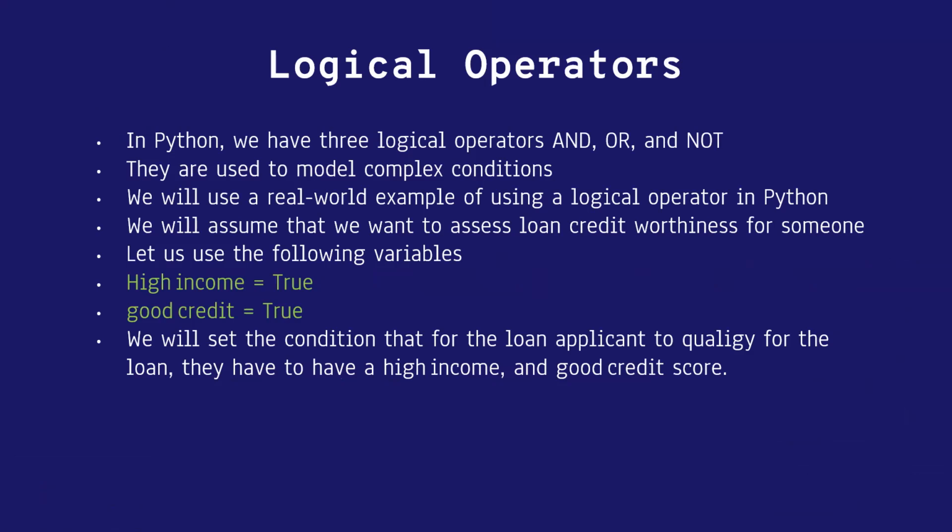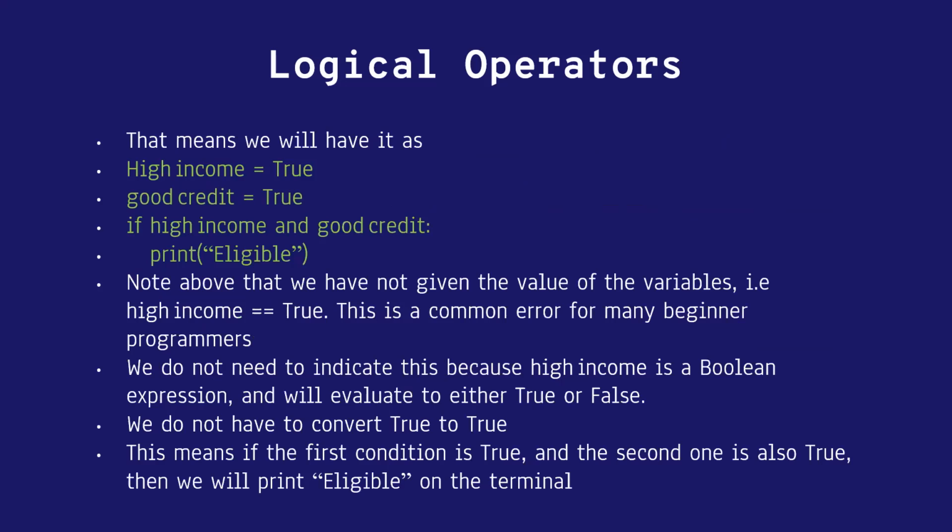We'll assume that we want to assess the loan creditworthiness for someone who wants to borrow a loan. Let us use the following variables: high income equals true, and good credit equals true. We'll set the condition that for the loan applicant to qualify for the loan, they have to have a high income and good credit score. So if high income and good credit, then print eligible. Let's try that.